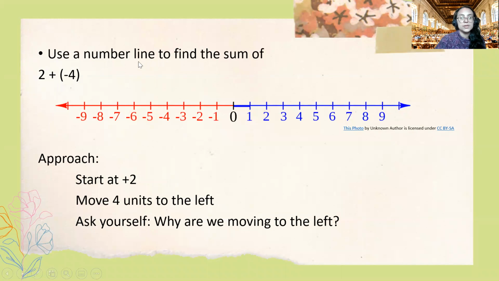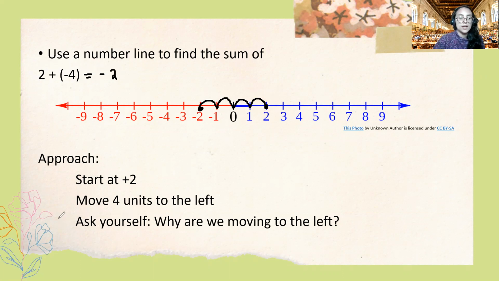We're asked to use the number line to find the sum of +2 plus -4. Again, our approach here at the bottom is to start at +2. +2 is going to be to the right of 0. And since we're adding -4, I will move to the left 4 units. So here we are at +2. I'm going to move 4 spaces to the left. So 1, 2, 3, 4. And I landed at -2. That's going to be my result, -2.